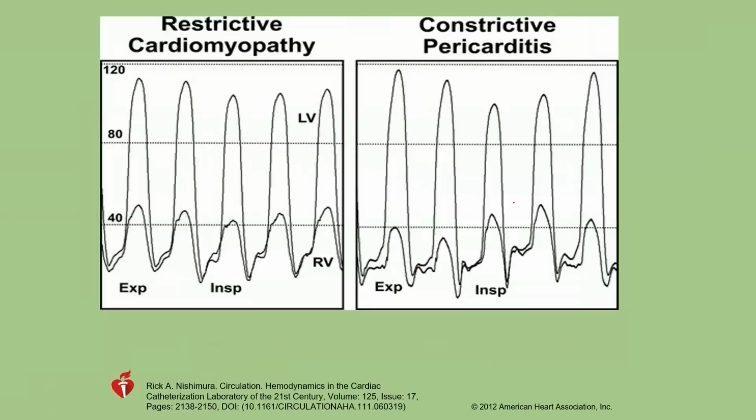Now, do we need invasive hemodynamics to diagnose constriction? Sometimes. What are these sometimes? In patients with, for example, a normal pericardial thickness. Okay. If the echo failed to confirm constrictive physiology.